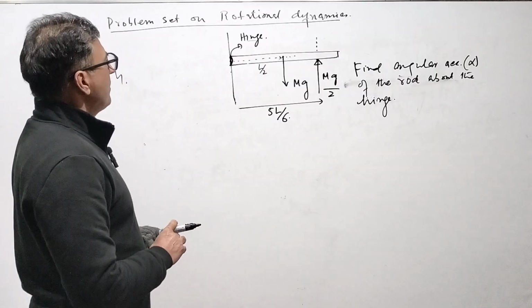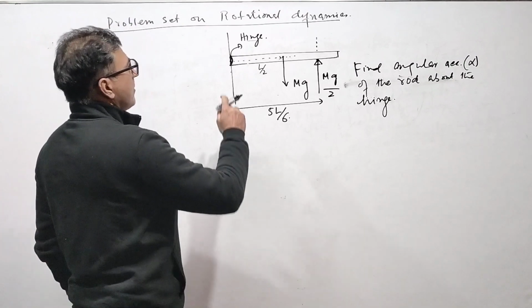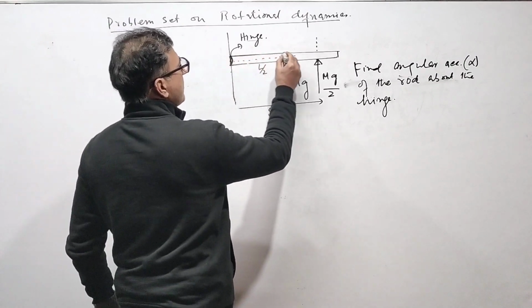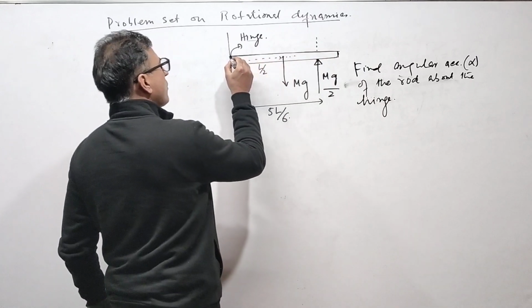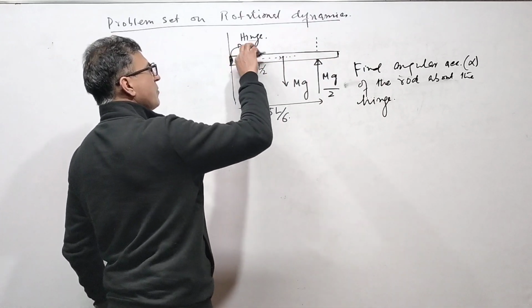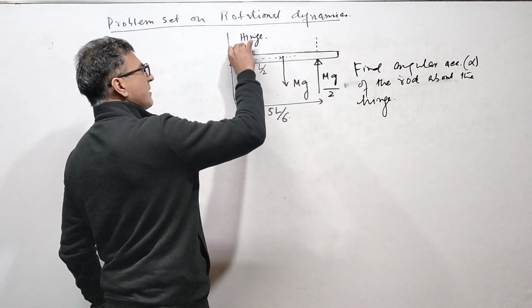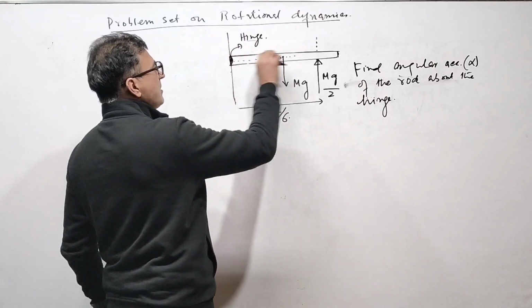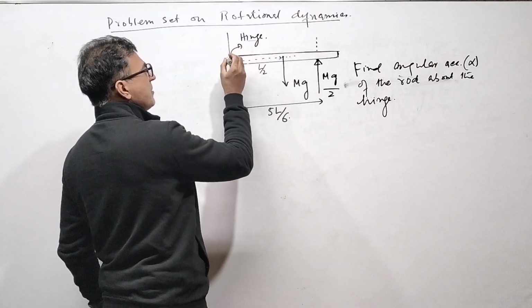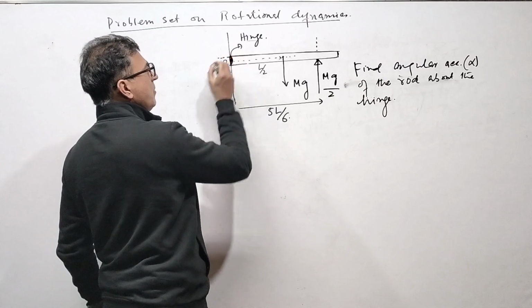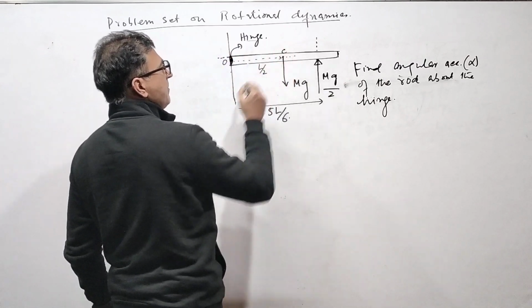Okay, now the fourth one. Yes, this is the fourth problem. The problem is like this. This is a rod which can rotate about this hinge. It is a hinge. It can rotate like this, up and down. And on this rod, which can rotate about this hinge, let me call this hinge point O. It has center of mass C.